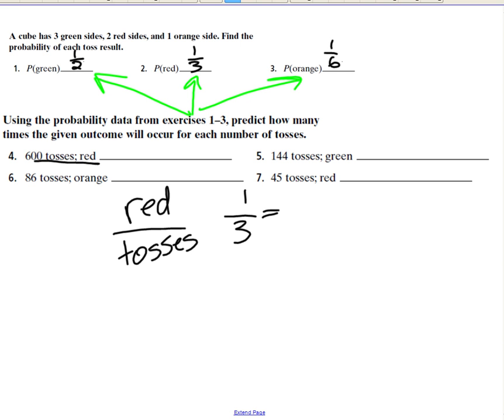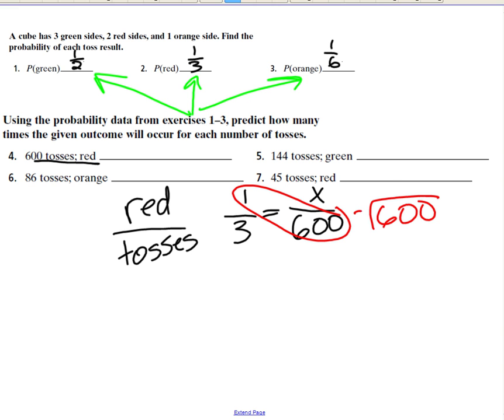Ratio's our old friend. And you want to know how many reds out of 600. And now we've made a happy little proportion. Everyone's best math friend. Cross multiplying, 600 divided by 3, and like Jasmine said, it's 200.